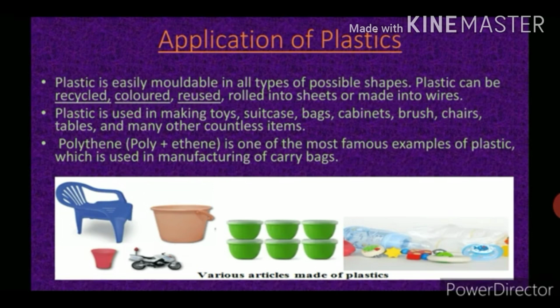Students, you have seen many items at your home which are made up of plastics and you use them daily. Polythene is one of the most famous examples of plastic which is used in manufacturing of carry bags. Polystyrene is used for making electronic items. Polyvinyl chloride or PVC is extensively used for making pipes, electrical lining, flooring, and furniture.